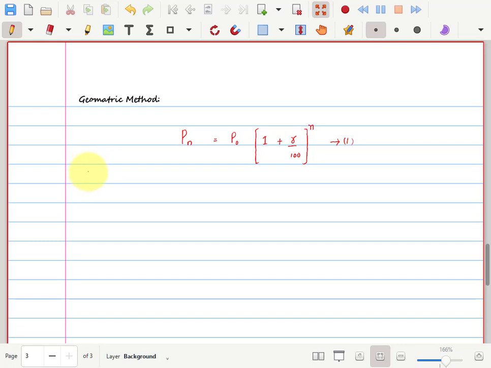So here, what is Pn? Pn is the same as the previous. Pn is the year for which we are finding the population, right? And P naught is again similar.